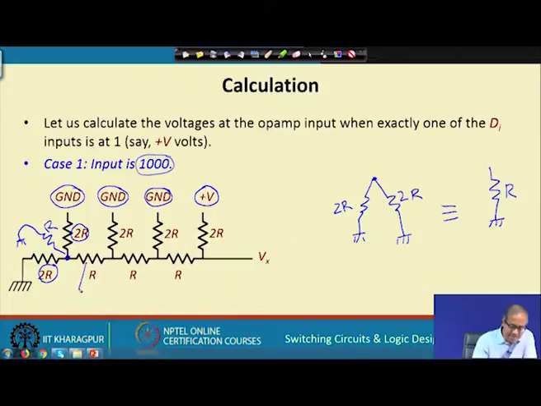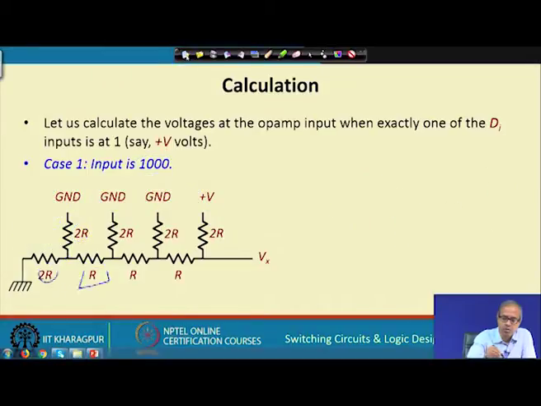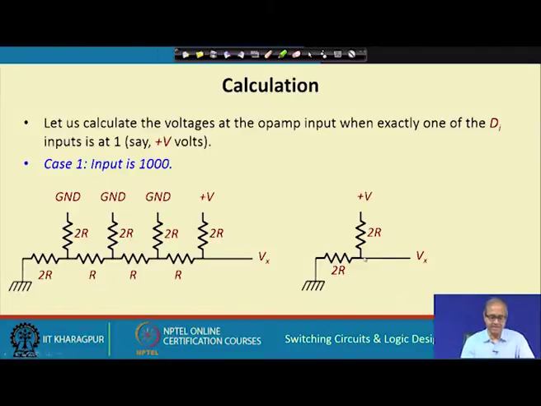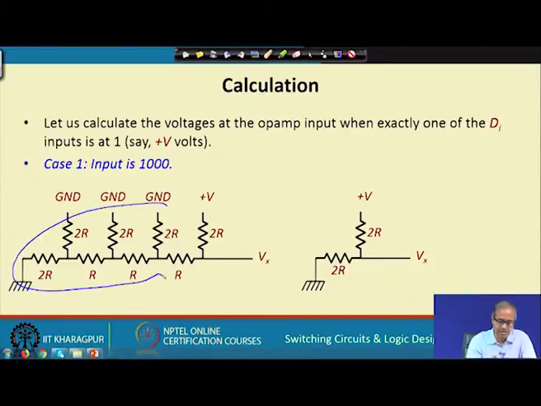Again, this R and this R are in series, so it will be equivalent to 2R. Again, this 2R and 2R will be in parallel, there will be R. Again, this R and R will be in series. In this way it will go on. I urge you to work this out, and finally you will get an equivalent circuit like this. You will reach the last point, plus V, a 2R is here, and on the left side this entire network becomes equivalent to a single 2R resistance.